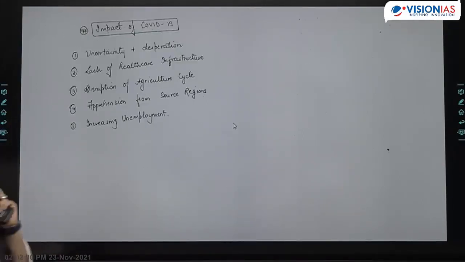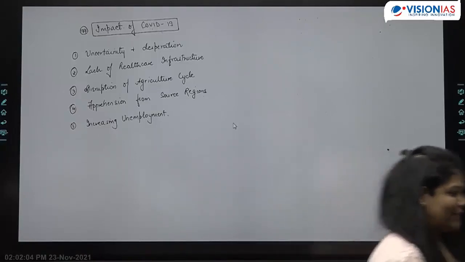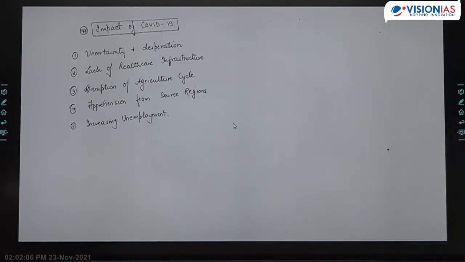In the backdrop, you might get a question on migration because specifically of COVID-19, right? That can be a possibility. So already ये issues सब exist कर रहे थे. COVID-19 has further aggravated these issues.